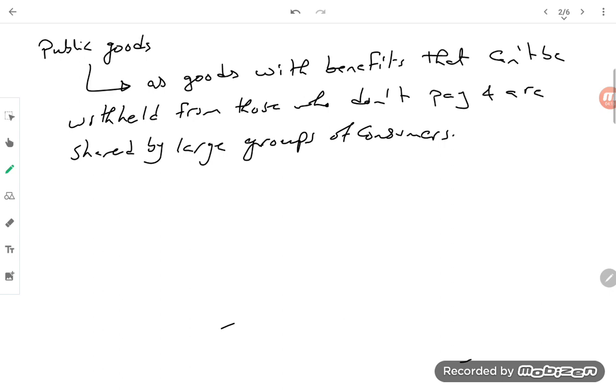So we can define public goods as goods with benefits that can't be excluded from those who are not going to pay for it, and the benefits of these commodities are shared between a large number of people.